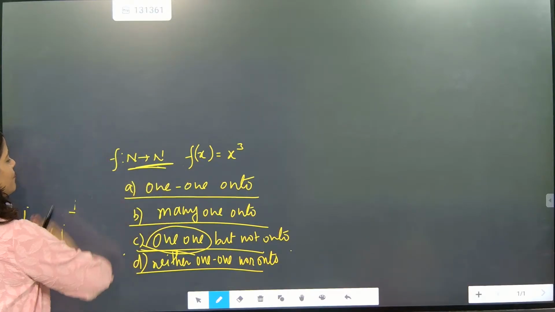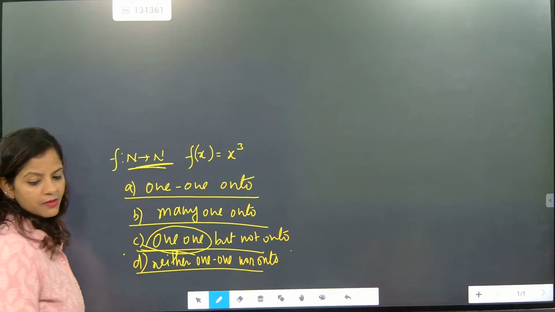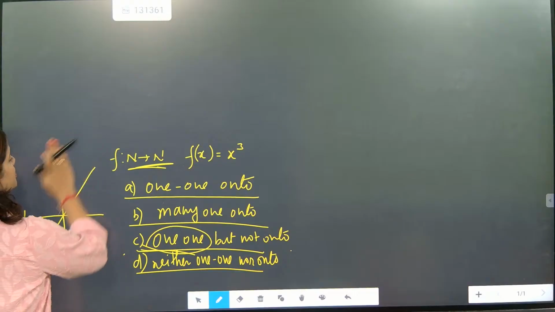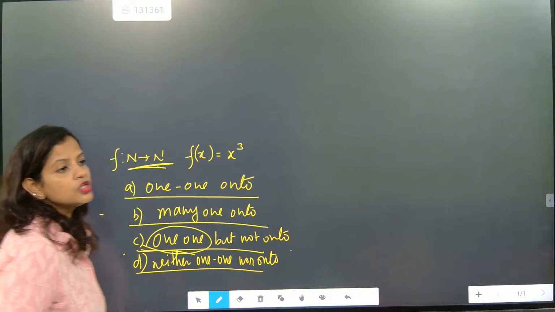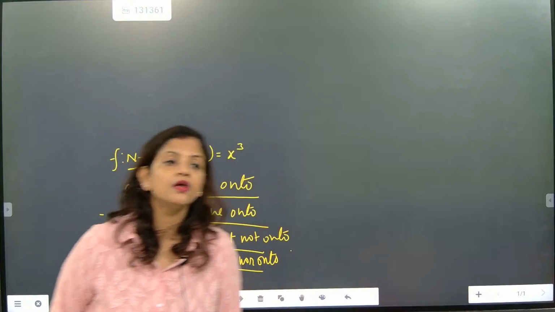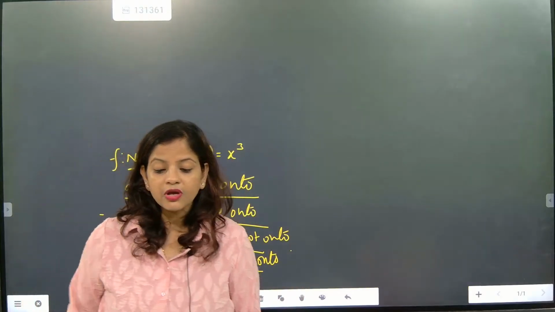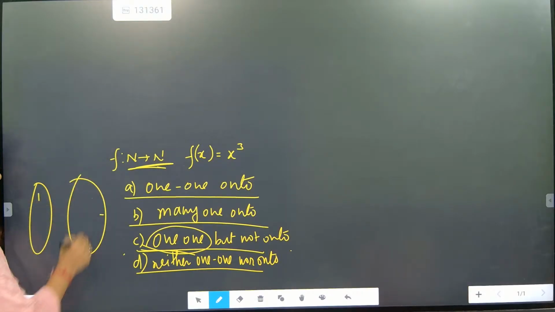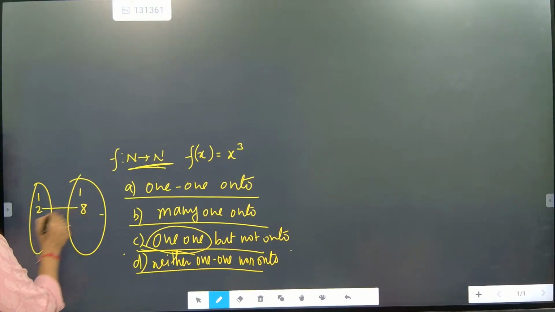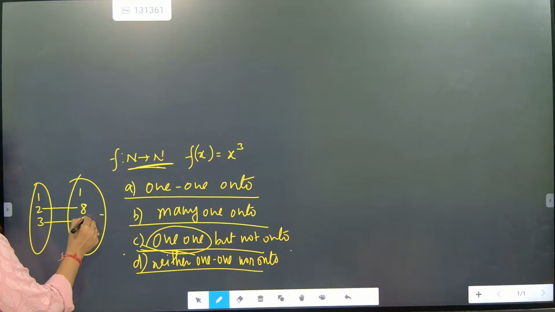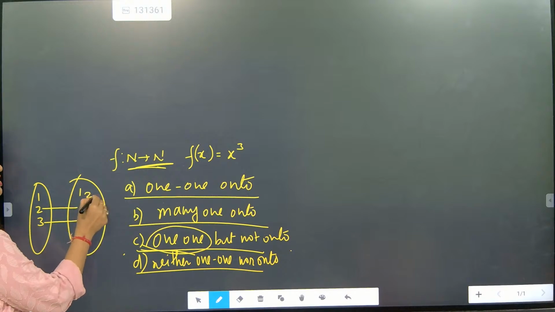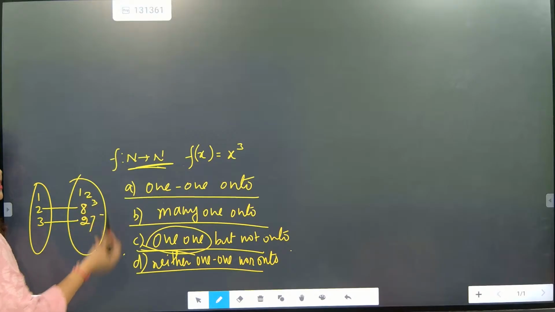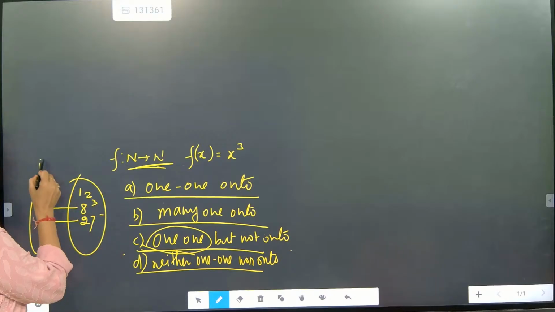If R to R, it means bijective, and this diagram is correct. But since it is not R to R, it is N to N, so 100% it is going to be one-one but not onto. Why? Because look here, 1 is coming 1, 2 is coming 8, 3 is coming 27. So what about the other elements? The other elements 2, 3, 4, 5, 6 are not at all mapped. So this is into.